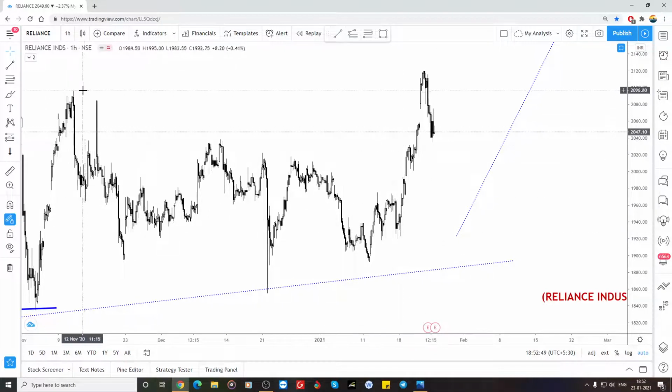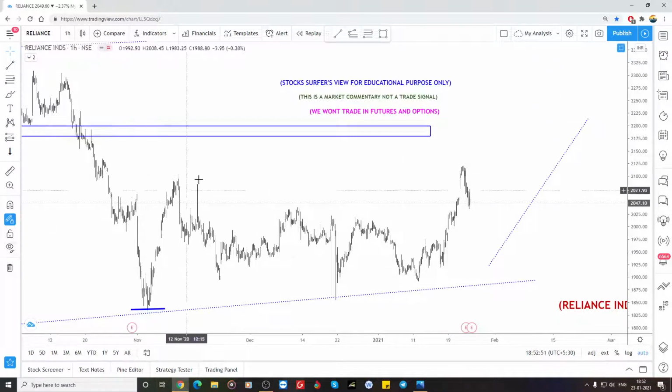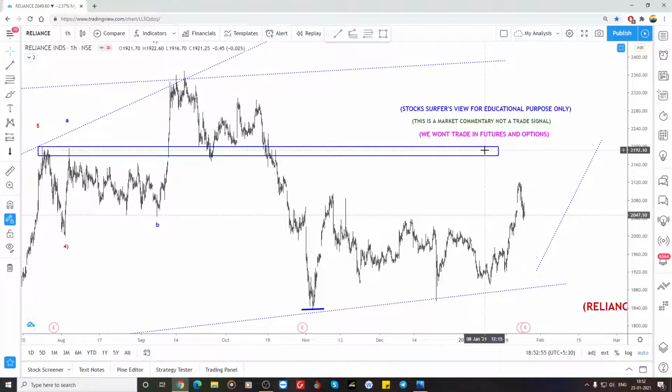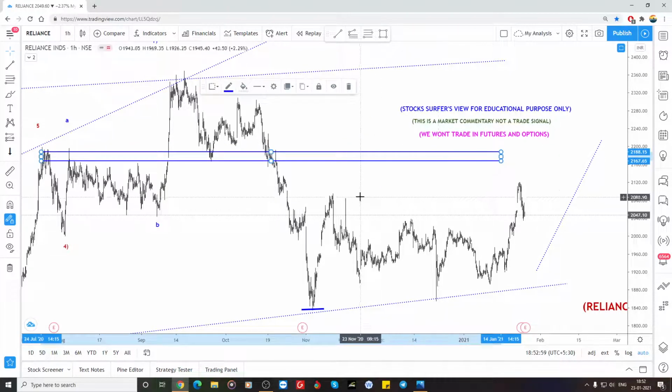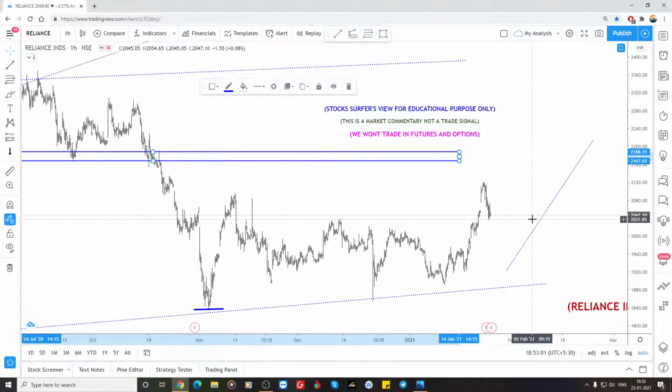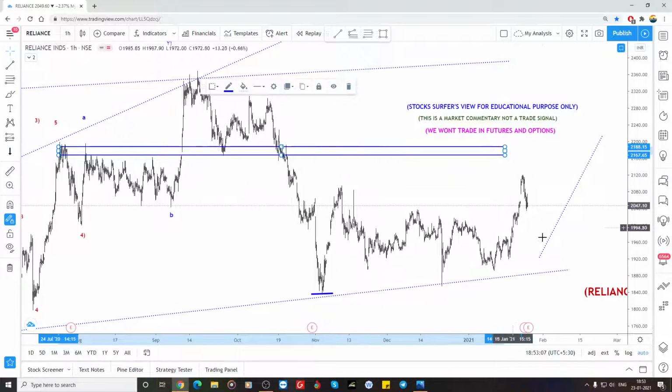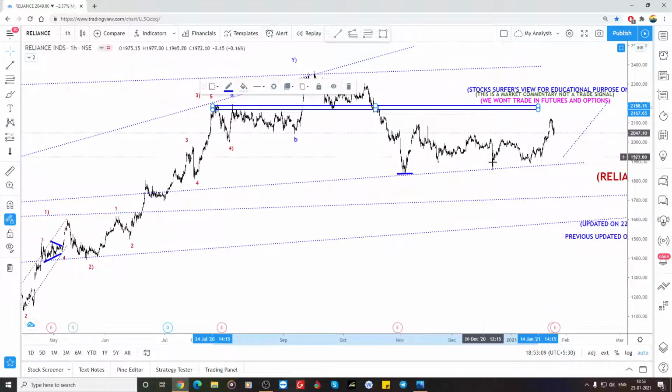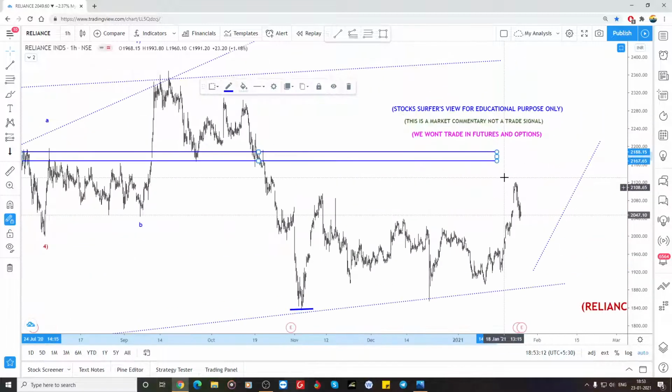Anyway, I looked, it has to break this and it has to reach this zone. So 2200, what I said previously, it has already broken the high, and again there is a rejection. So still we are in the correction, it is not an impulsive. So we have to wait for this to form. Here now there is no trade.